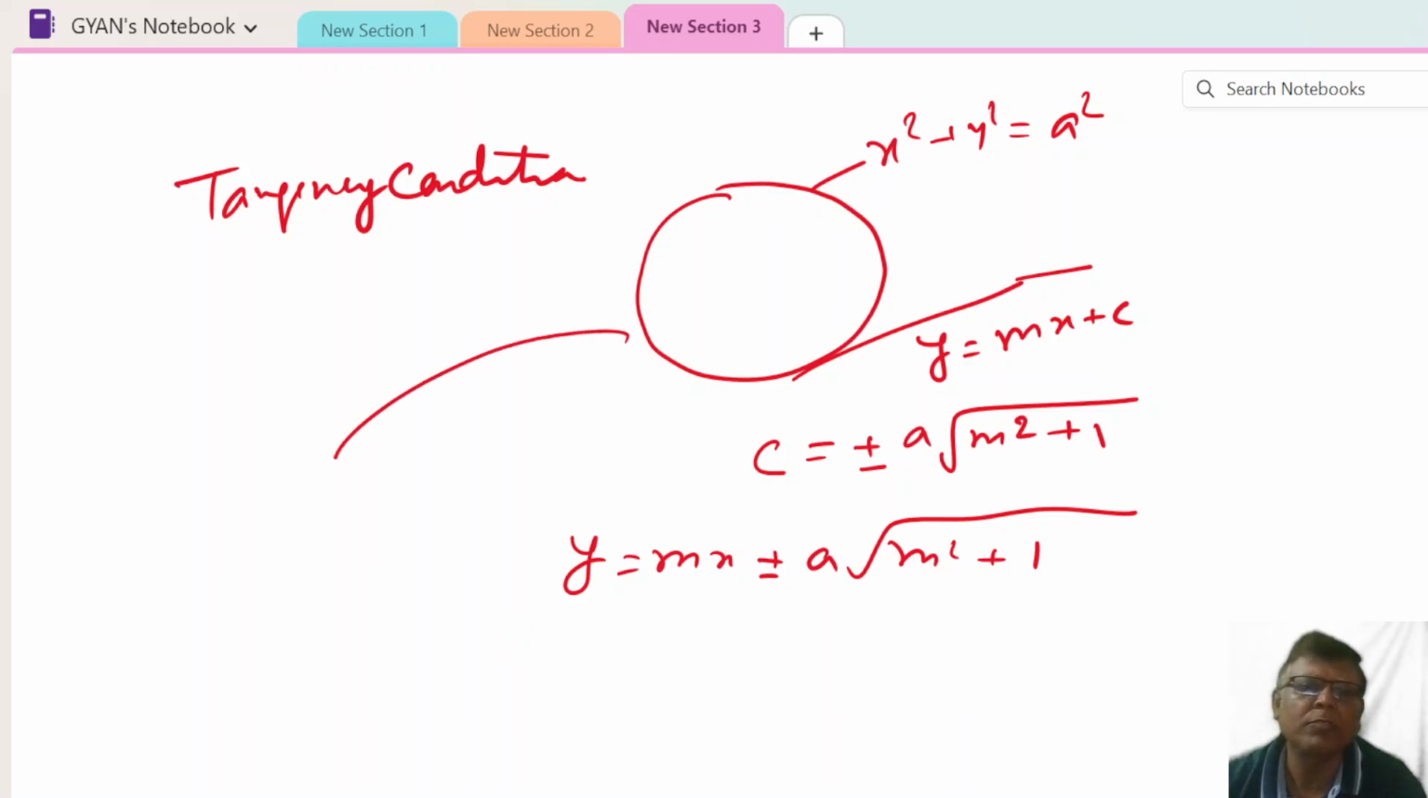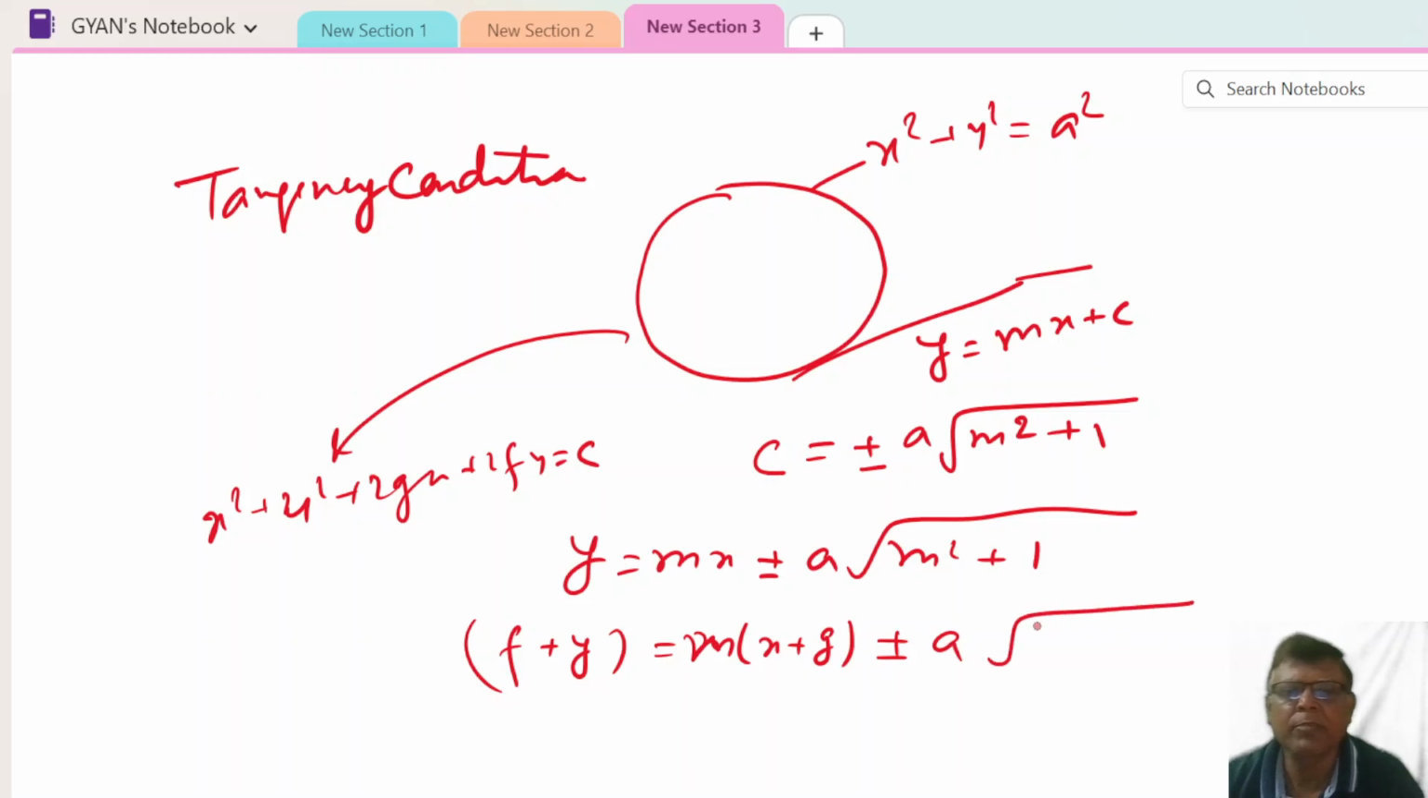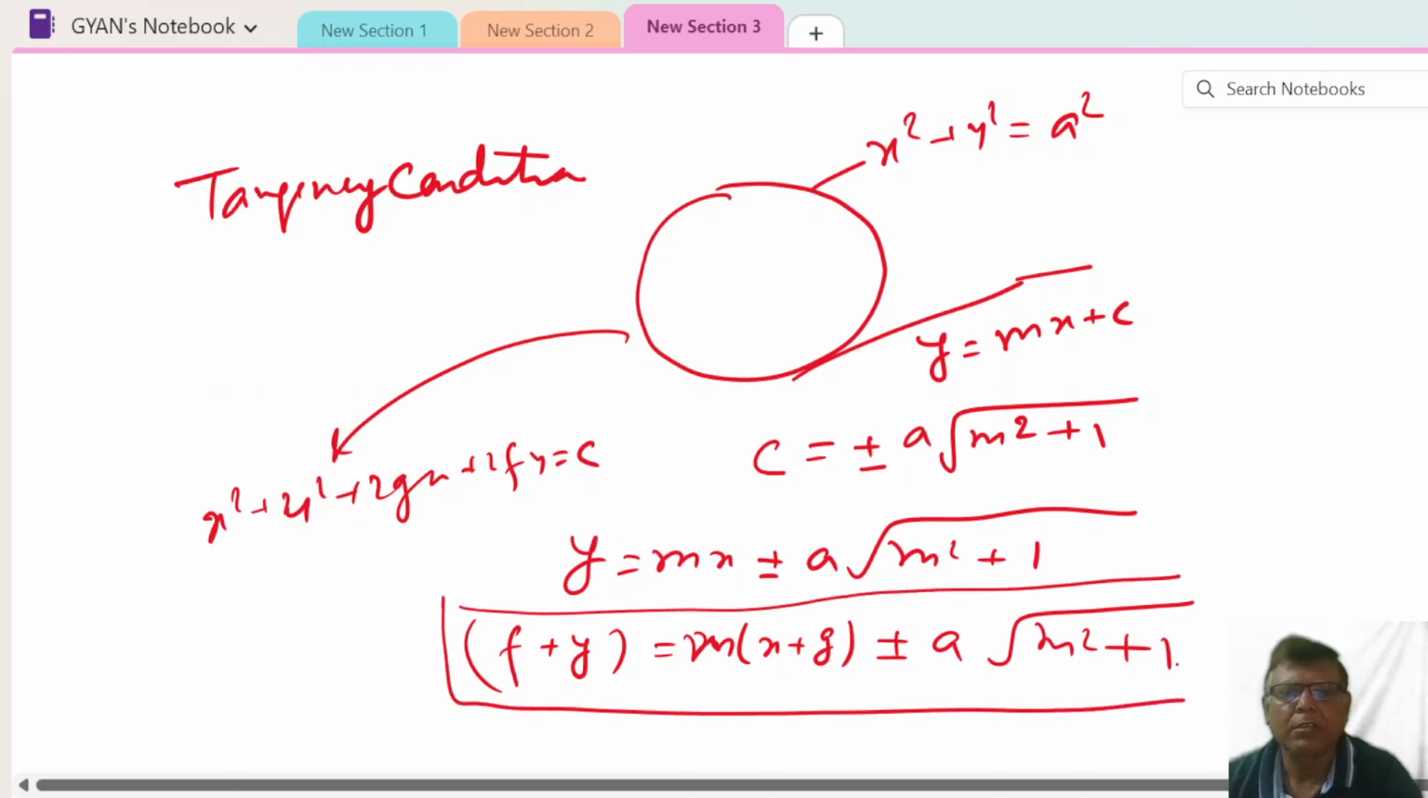If the circle equation is x square plus y square plus 2gx plus 2fy plus c, then you add f here and you add g here, and then this tangent will be this one. So this is the tangency condition.